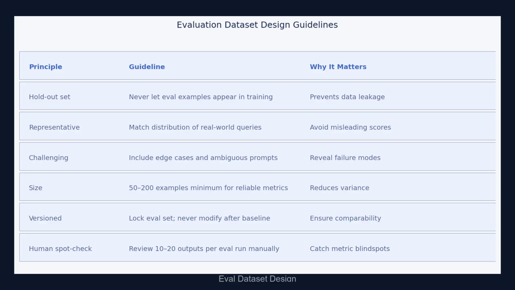Include challenging edge cases and ambiguous prompts because those are where failure modes hide. Aim for 50 to 200 examples, enough for statistically meaningful metrics, not so many that evaluation becomes a bottleneck. Once you finalize the evaluation set, lock it and don't modify it. Changing the evaluation set between runs makes your results incomparable. And always do a human spot check on 10 to 20 outputs per evaluation run. Metrics have blind spots. Human review catches what they miss.